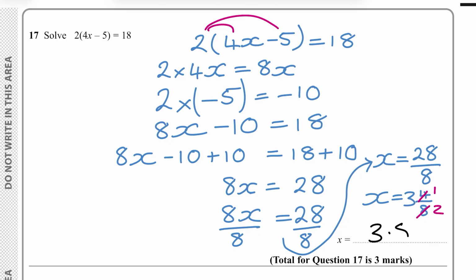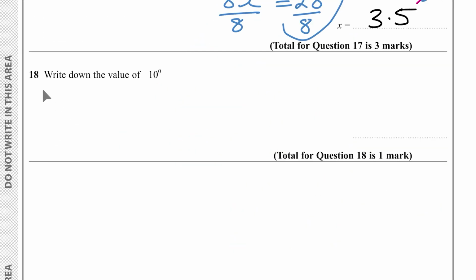So put 3.5. And then question 18, write down the value of 10 to the power of 0. So anything to the power of 0, hopefully you know that's 1. This is your laws of indices. So anything to the power of 0, x to the power of 0, that equals 1. A million to the power of 0, that equals 1. Anything to the power of 0 is 1.